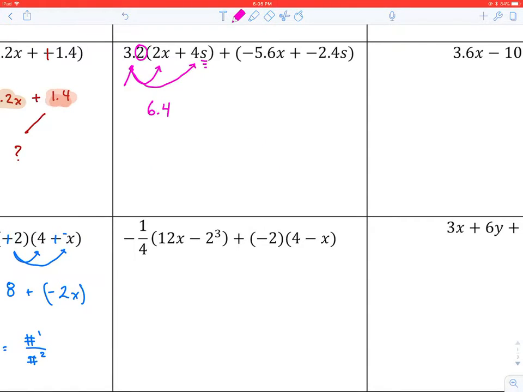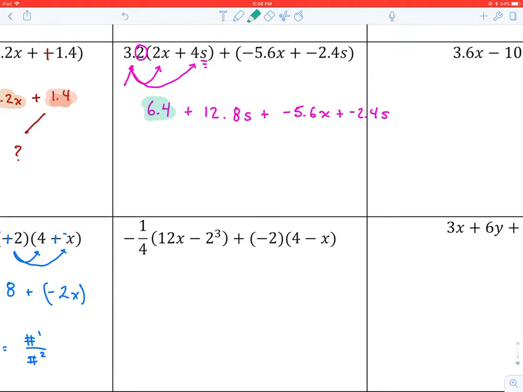So just try to get some mental math, have that become part of your routine so that you can work through things a little bit more quickly, and then it'll become fluent for you. 3.2 times 4, well, you could do 3 times 4, which is 12, and then 0.2 times 4, which is 0.8, or 2/10 times 4 is 8/10, and then don't forget the s, plus negative 5 and 6/10 x, plus negative 2 and 4/10 s.